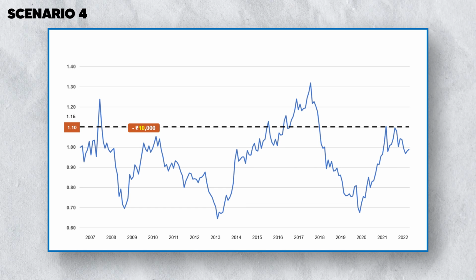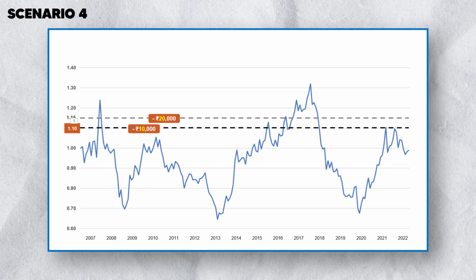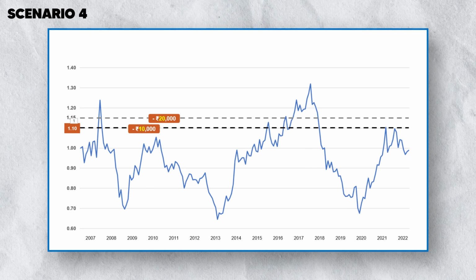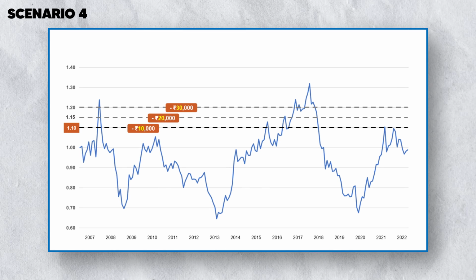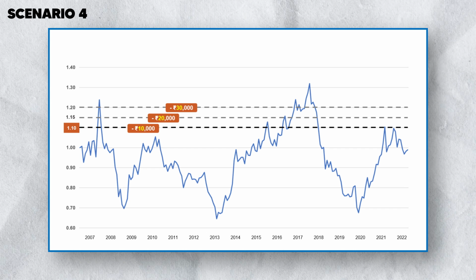But when the number crosses 1.15, we sell an additional 10,000, that is 20,000 rupees worth of units, and at the 1.2 mark, we redeem a total of 30,000 rupees of small cap units.